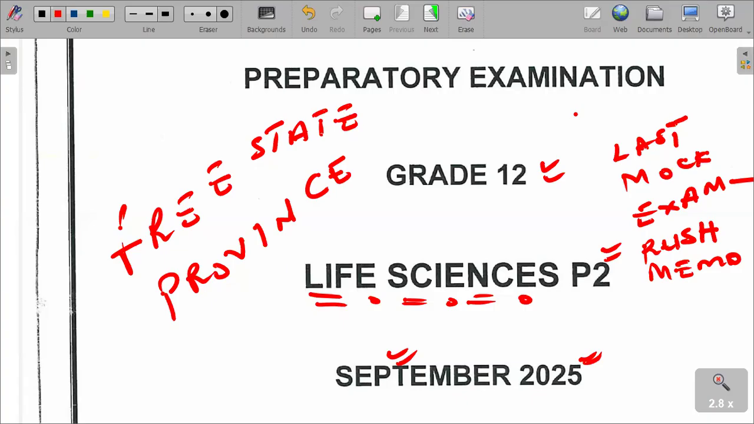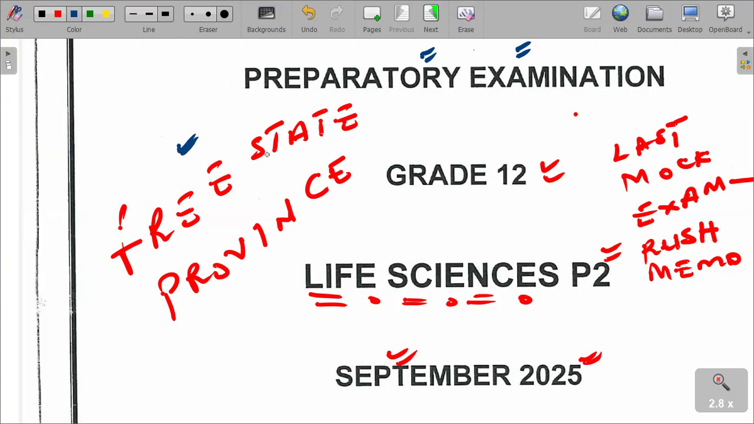Today we are meeting to revise our Free State Province paper 2. As you can see, this is a preparatory exam displayed on our board here: Preparatory exam, Grade 12 Life Sciences Paper 2, September 2025. Please take note that we are going to work the whole paper. We are going to work everything, and we will also be getting into corresponding and related concepts of the question that we are going to answer right now. So without wasting any time, let's just go through it.